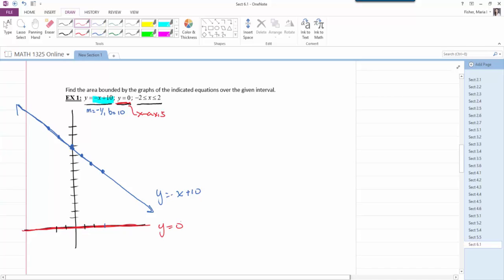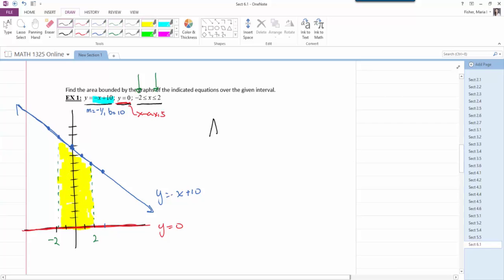And I want to find the area of the region bounded by these two graphs and between x equals negative 2 and x equals positive 2. So here is x equals negative 2, and here is x equals positive 2. So I want to find this region right here.